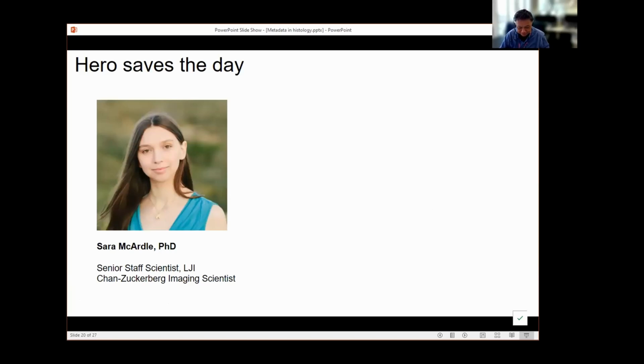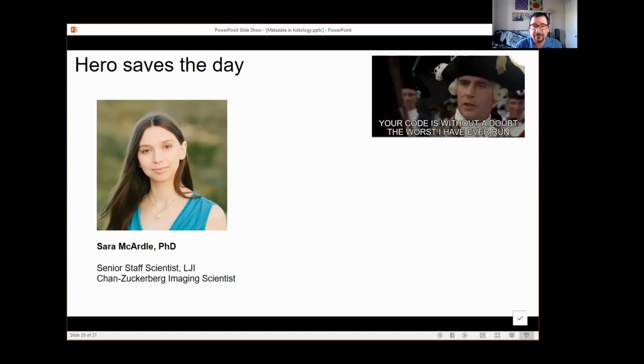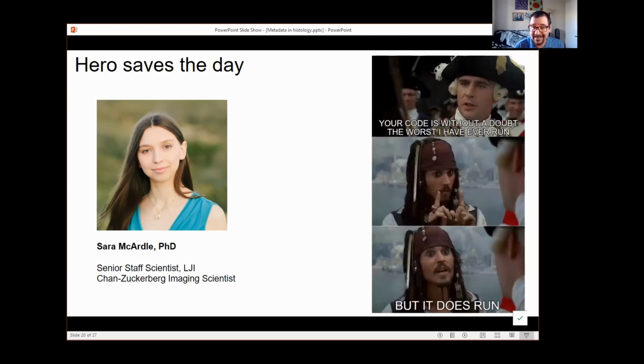And this is our hero, Sarah McCardle. She's a senior staff scientist, and she's a Chan Zuckerberg imaging scientist. I think this funding actually helped us open up the heads a little bit and say, okay, she can essentially not do the work that we would normally charge for, and she can focus on giving us some stuff for the future. So she is the first person to say that this is not the most elegant piece of code. However, it runs.